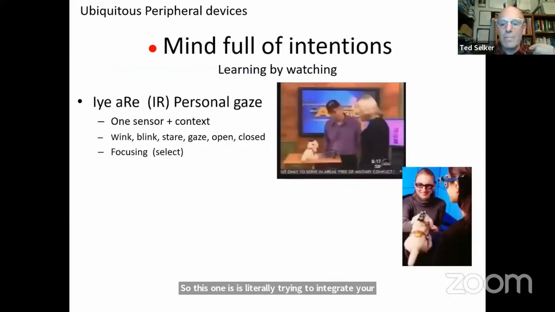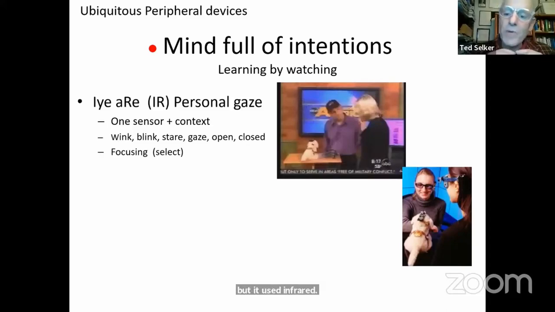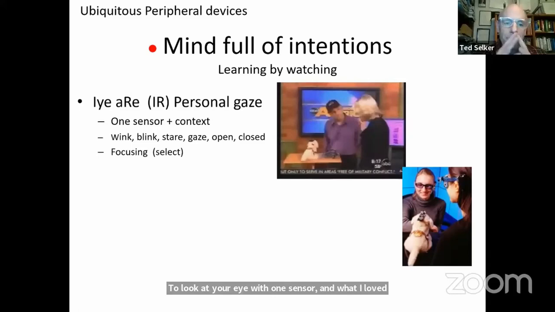This is something called IR. And IR is about identity, but it used infrared to look at your eye with one sensor. And what I loved about this is we were able to, with one sensor, recognize with context whether you were winking or blinking or staring or gazing or eyes were open or closed. And if you looked at a demo and showed interest in it, it'd email you that demo. If you looked at another person and showed interest in them by staring at them a little bit, it would send them your email so that they could get in touch if they wanted to.